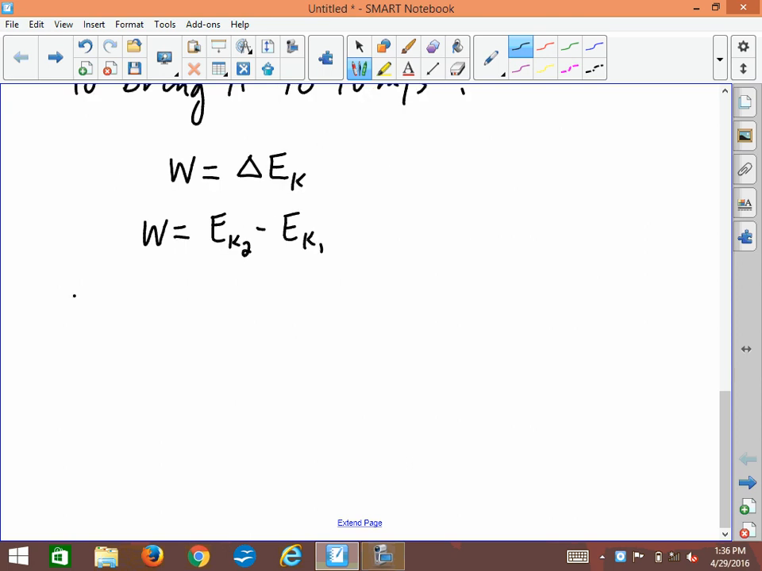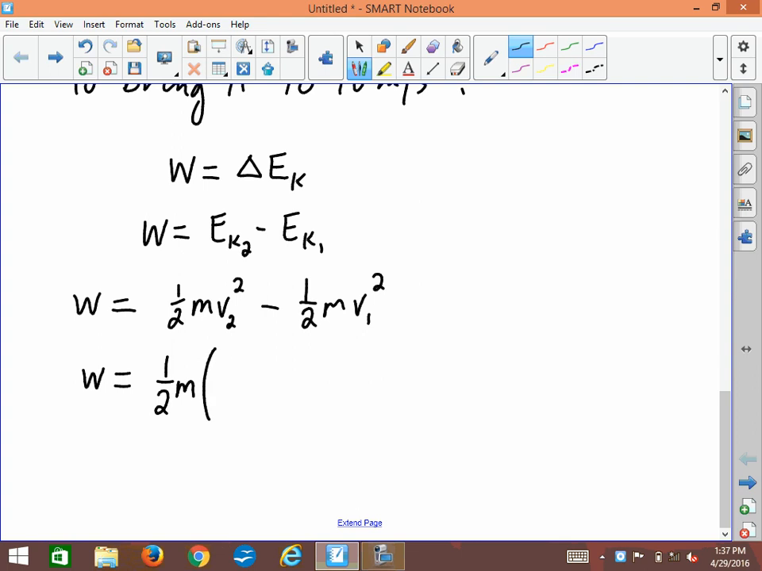Which means that if we take the kinetic energy at the second speed, which would be 1/2 mv2 squared, and we subtract the kinetic energy at the first speed, 1/2 mv1 squared, we will find out the difference in those two energies. And that difference of energy is how much work would have to be done. We can simplify this mathematically a little bit if we pull out 1/2 m as a common factor. Then we get this, which makes the substitutions a little bit easier.